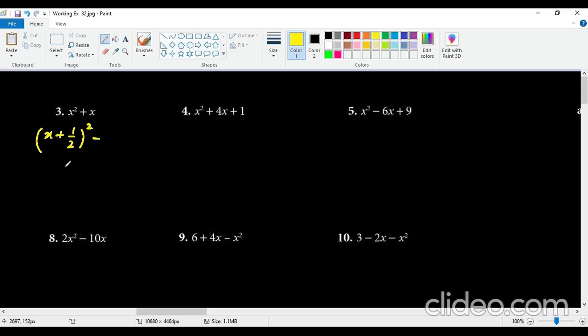In fact, it's a plus. So the final answer is going to be x plus 1 over 2 whole square plus 1 over 4.